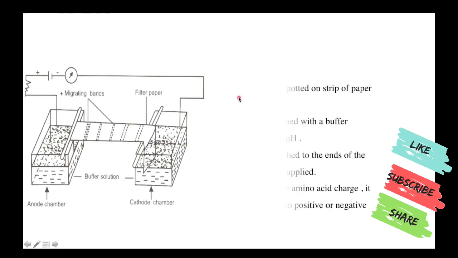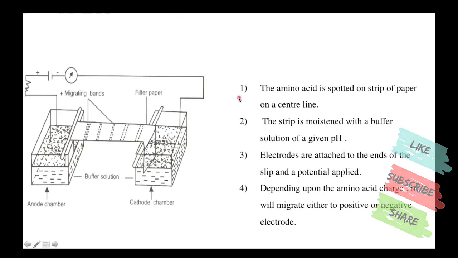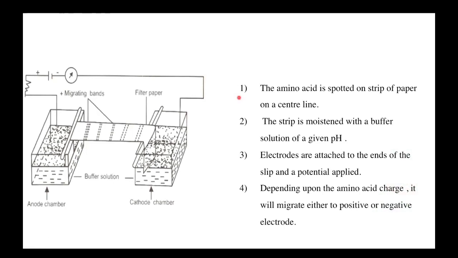Point number one, the amino acid is spotted on a strip of paper on the central line. Secondly, the strip is moistened with a buffer solution of given pH. Electrodes are attached to the ends of the strip, and a potential is applied. Depending upon the amino acid's charge, it will migrate either to the positive or to the negative electrode.